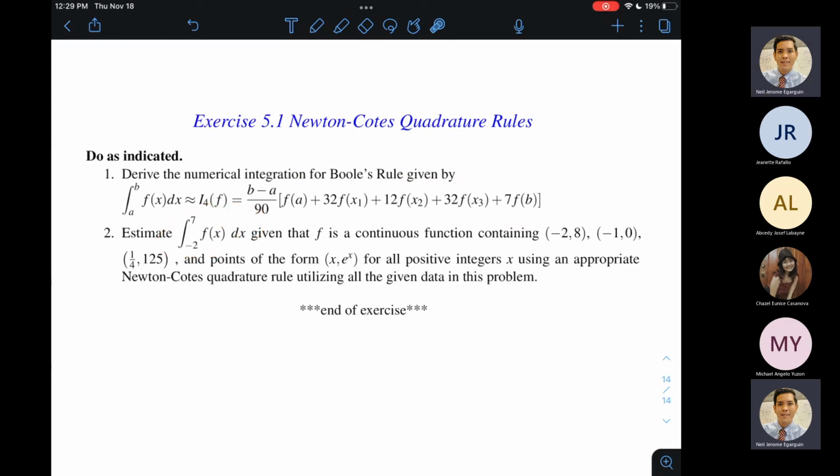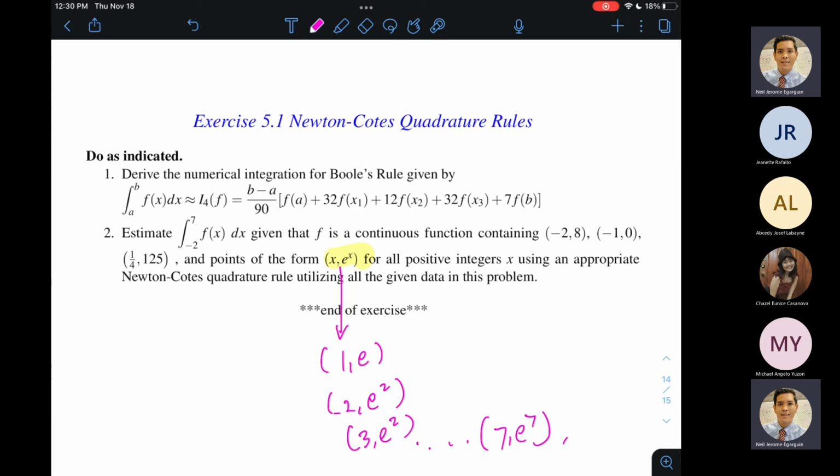Actually, it is not required to use Boole's rule in number 2. You know the points negative 2, 8, negative 1, 0, 1, 4, 1, 2, 5. And it is true for all integers, x e to the power x, using an appropriate Newton-Cotes quadrature rule, utilizing all the given data in the problem. So what are the given data? The values at negative 2 and negative 1, and for all positive integers this is the value. So you know that these should also be added to your data points: 1e, 2e squared, 3e cubed, up to 7e to the 7.